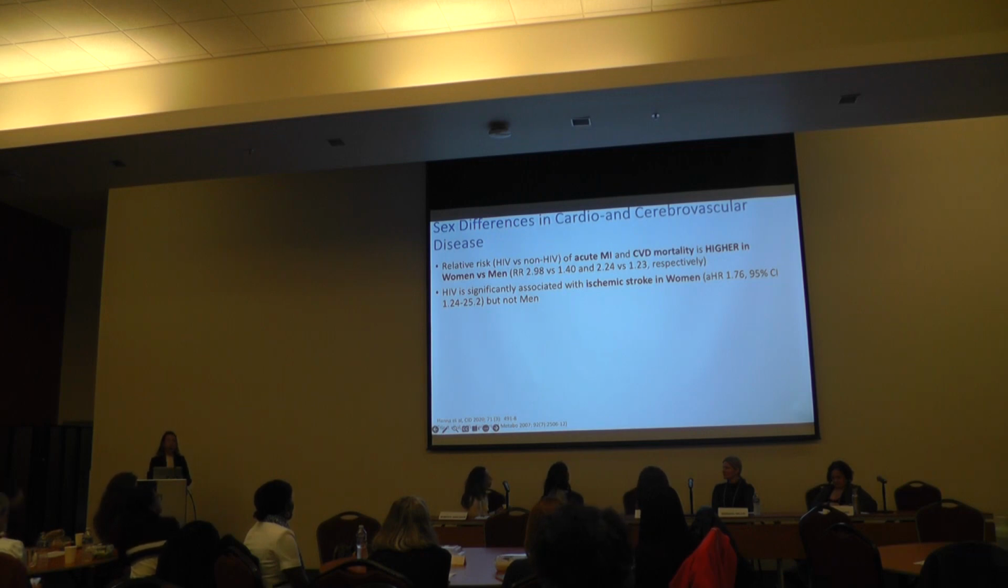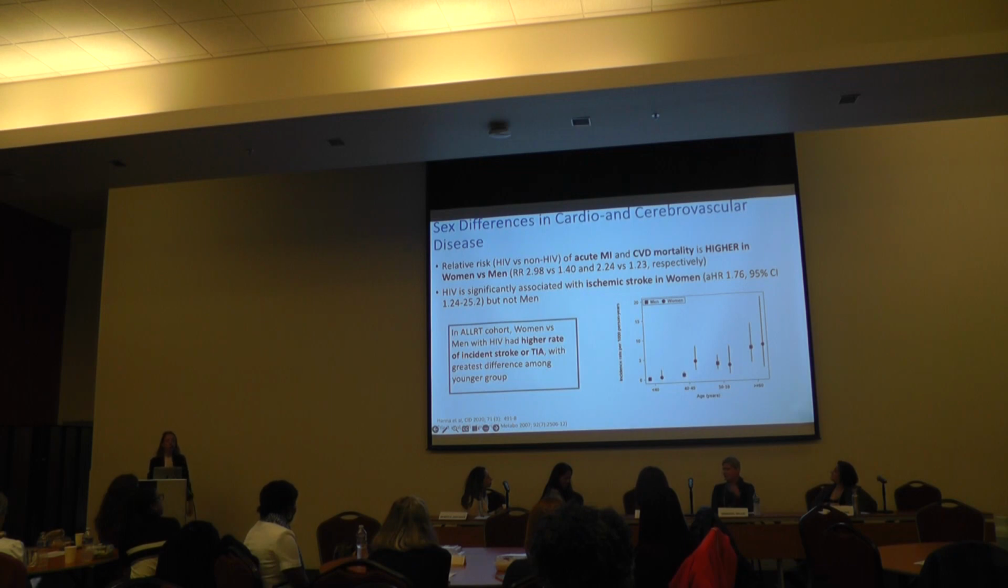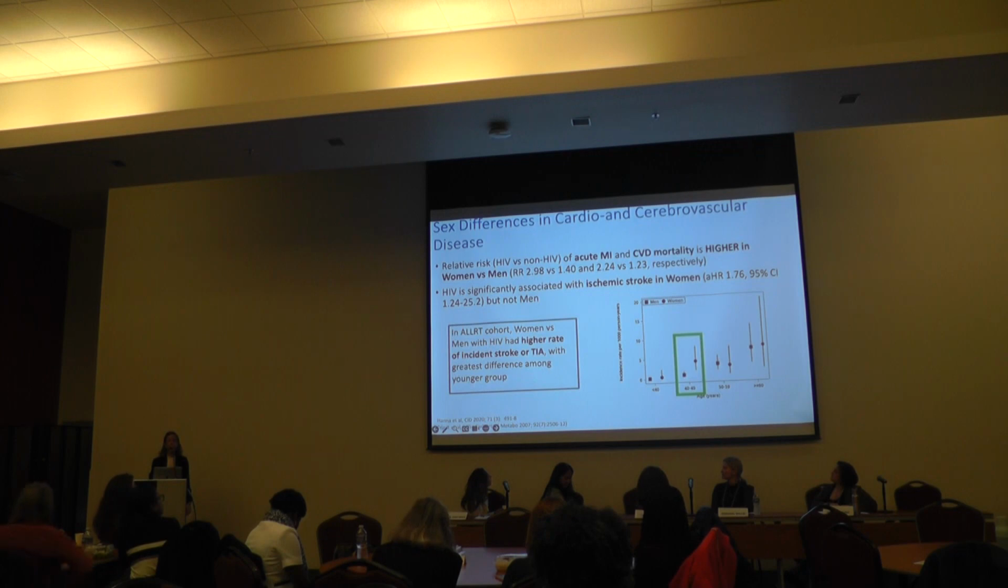And studies have shown that HIV is significantly associated with ischemic stroke in women, but not men. And in the ALERT cohort, women versus men with HIV had higher rates of incident stroke or TIA. And surprisingly, one of the biggest differences between the sexes was actually among a younger age group, the 40 to 49-year-olds, that we don't always think about when we're seeing them in clinic as having a high risk of stroke or TIA.